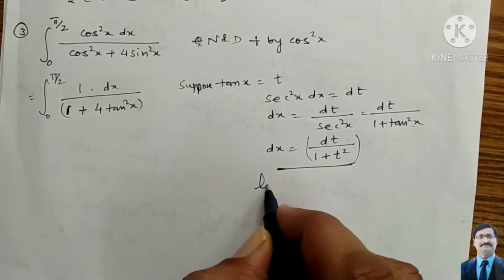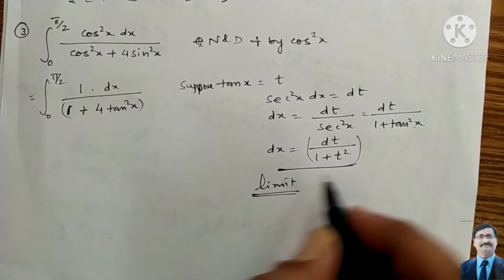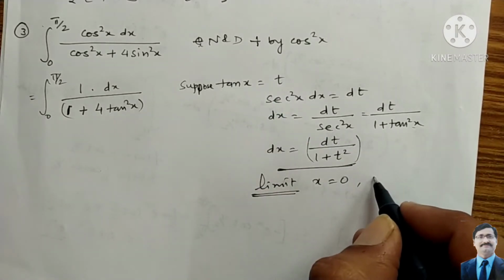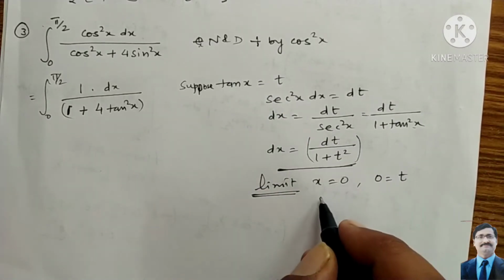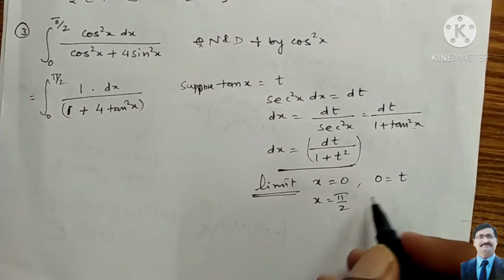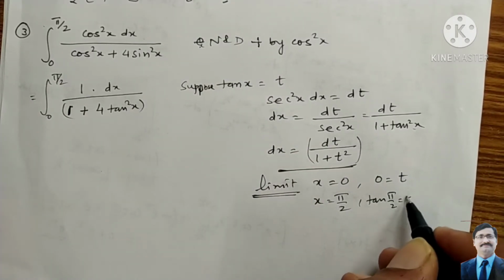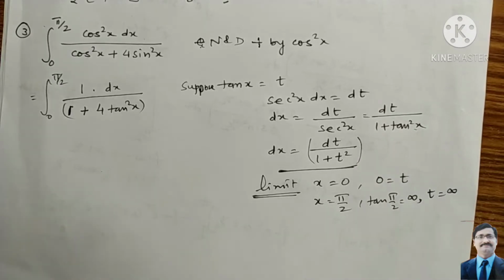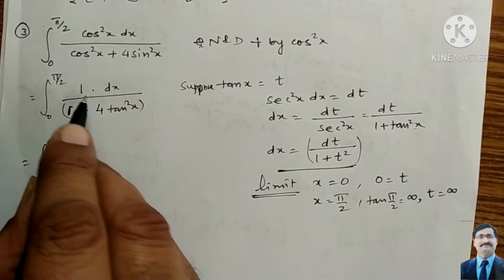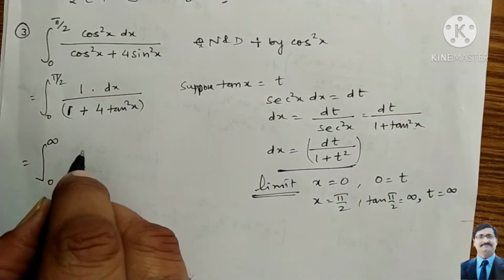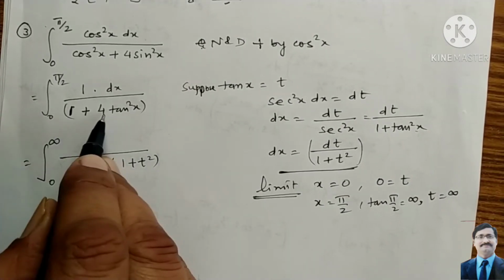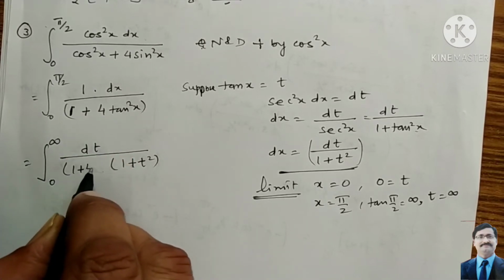Now we have to change the limit also. Here the first limit is x equal to 0. If we put x equal to 0 we get tan 0, which is 0, so t equals 0. Now we put x equal to π/2: tan π/2 is infinity, so t will be equal to infinity. We put these values here, we get 0 to infinity, and in place of dx we write dt upon 1 plus t², and in the denominator we write 1 plus 4t².